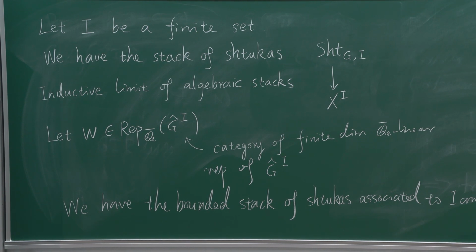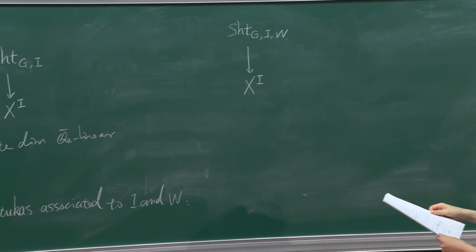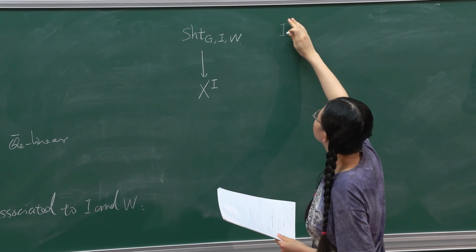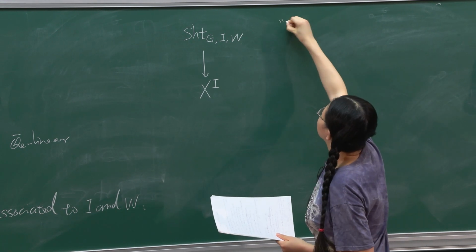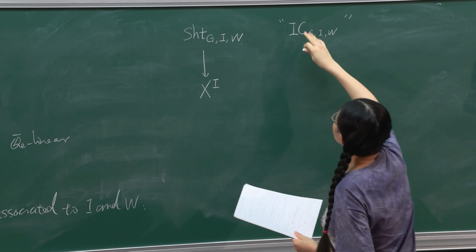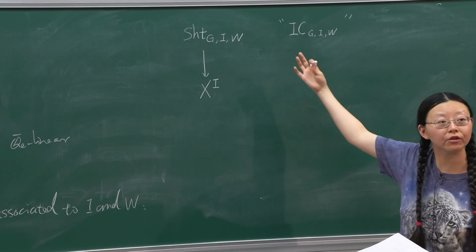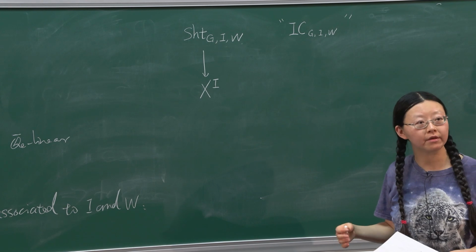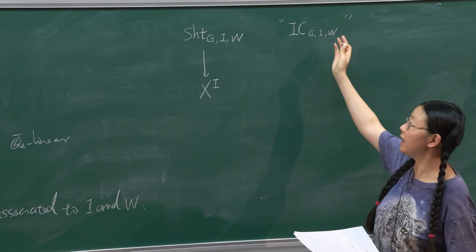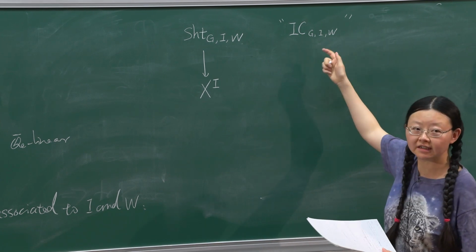So the stack of Shtukas is associated to I and W. If you have different I and different W, you have different stack of Shtukas. On this stack of Shtukas, we have the canonical sheaf. In fact, we can define it more canonically, really canonically, from the geometric Satake equivalence. And when W is irreducible, it is equal to the IC sheaf of Shtukas. But here for the notation, I note it, I say, anyway.